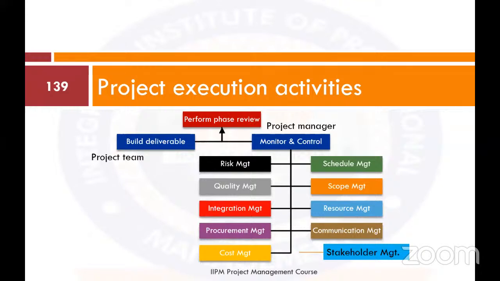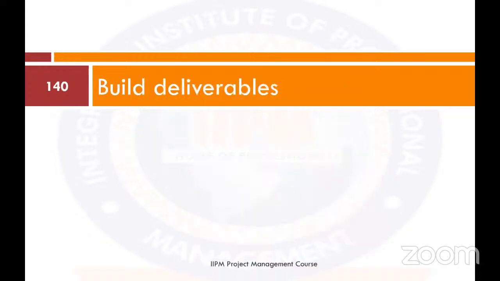Now, when we get to level 2 of this particular course, each of these components of execution will be considered individually as separate modules, and then we'll be able to deal with them as the project management 10 knowledge areas. Okay, so we have the risk, the schedule, quality, scope, integration, resource, procurement, communication, cost, and stakeholder management. So in the process of execution, we all need to know how to manage all of these things to ensure that the project is carried out successfully.